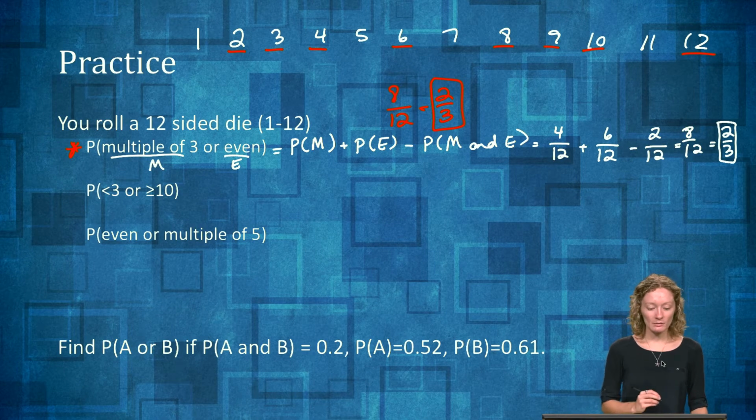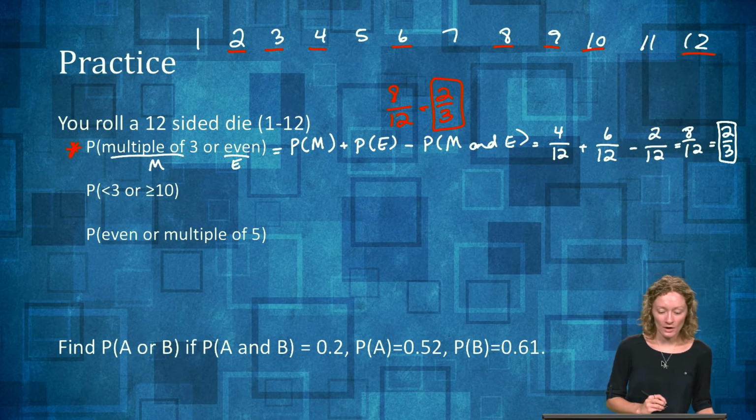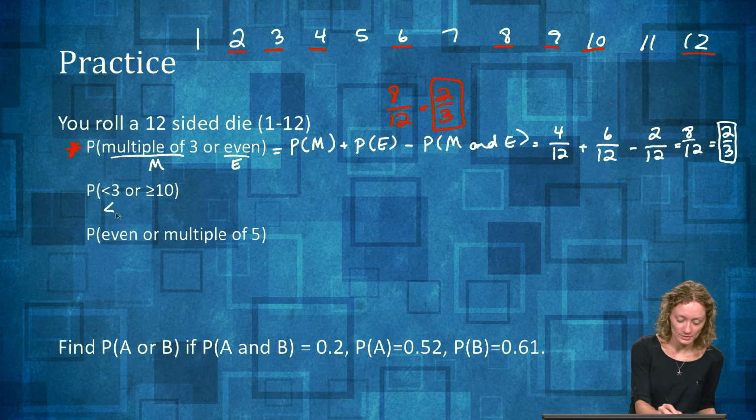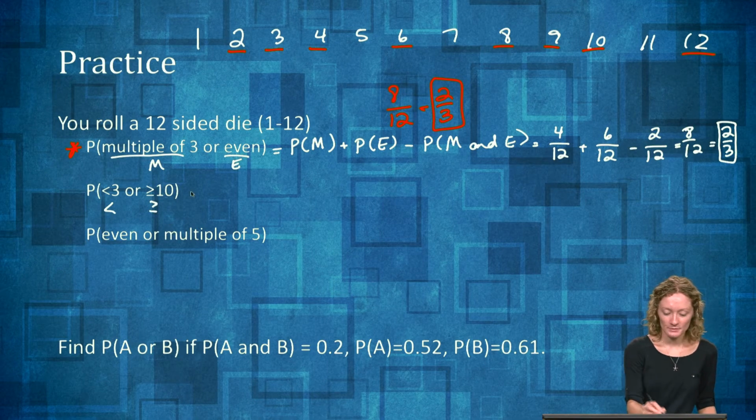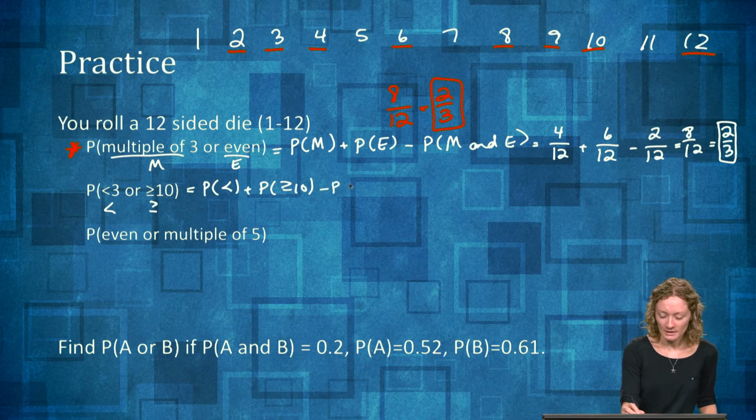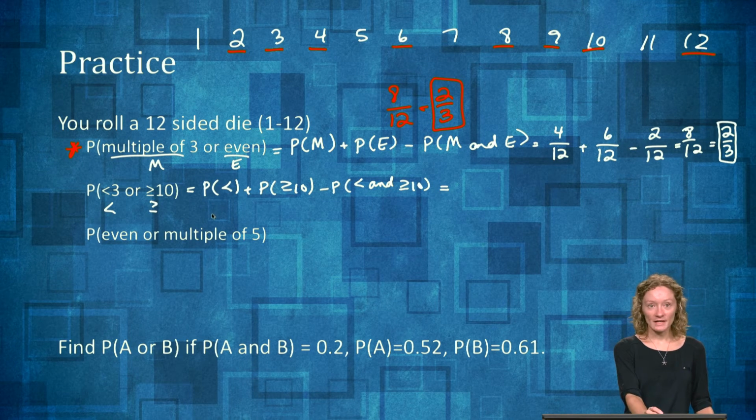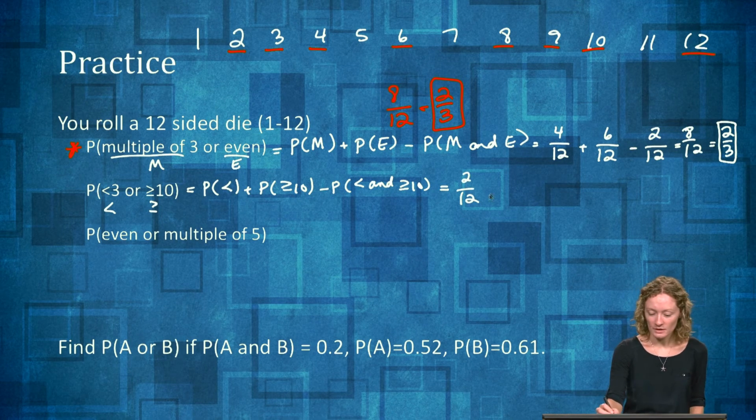All right, second problem, we want probability of less than 3 or greater than or equal to 10. I'll just use these two symbols. So it's probability of the first thing plus probability of the second thing minus probability of both of them. So probability of less than 3 out of the 12, how many meet that criteria? There are only 2, 1 and 2 are less than 3.